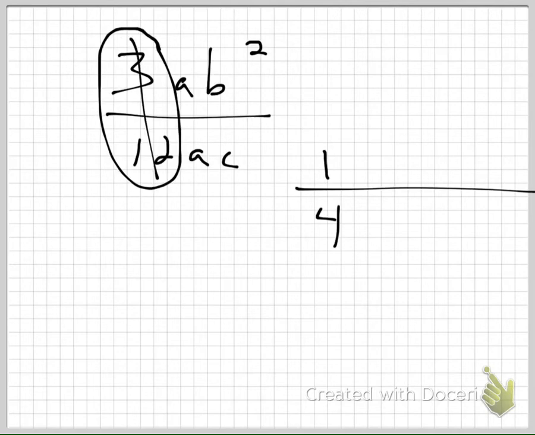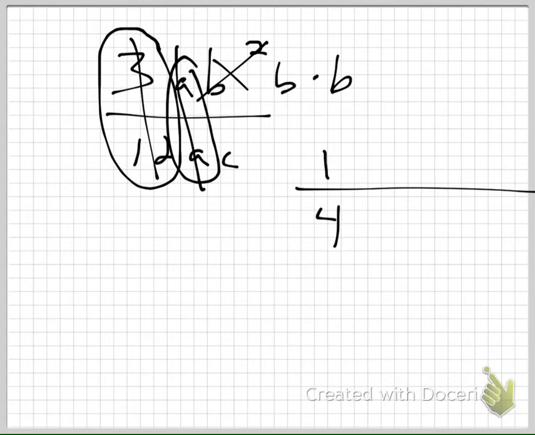Okay. I have an a over an a. What does an a over an a turn into? That turns into a 1, which means I get to just cross them out. They're done. They're just gone. How many b's do I have on top? 2. I have b squared up here, so it's b times b. Can that be reduced with anything? No. So that leaves me with just b squared up here. And then I have a c on the bottom. Can that be reduced with anything? No.